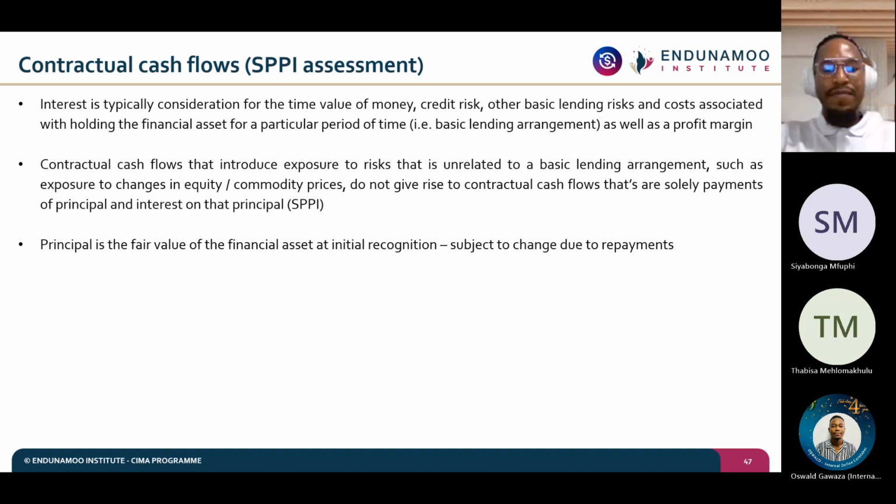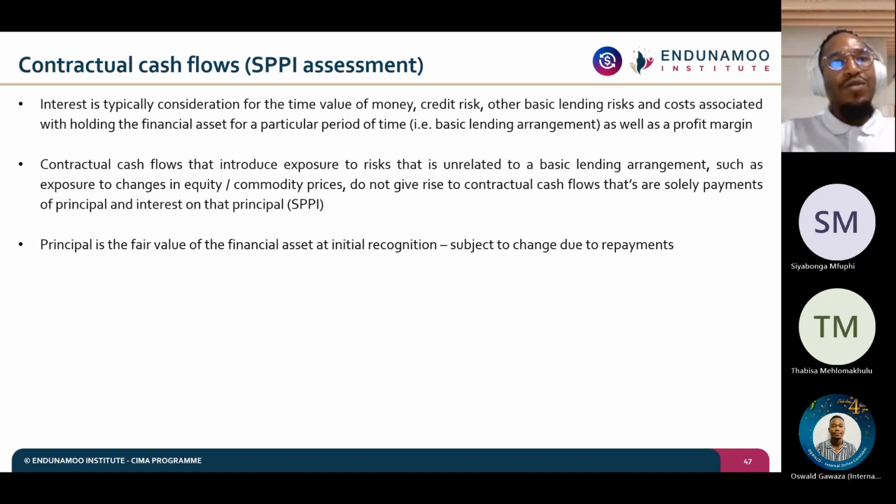In that case, when the debtor is making monthly payments towards settling this loan, those payments are compensating for the time value of money. They're also settling the principal amount outstanding. So they would meet the SPPI test.